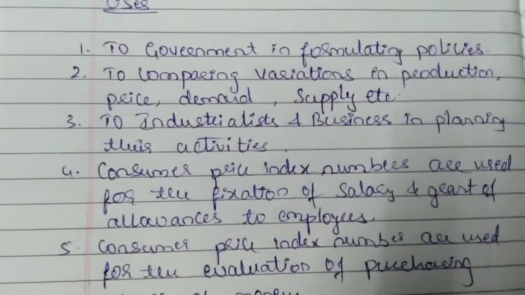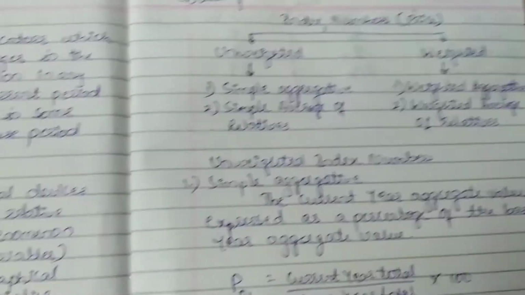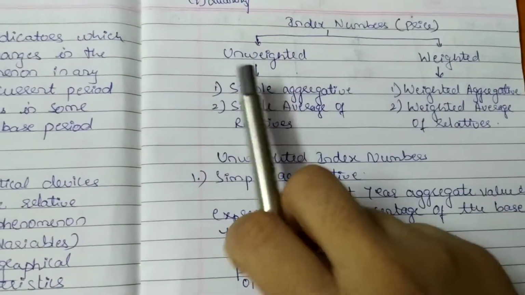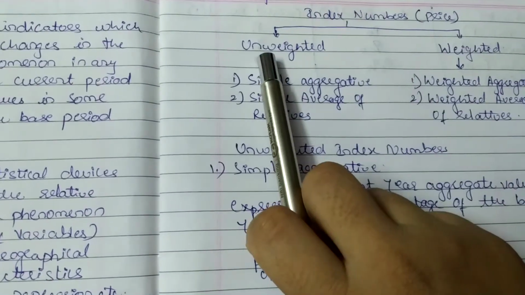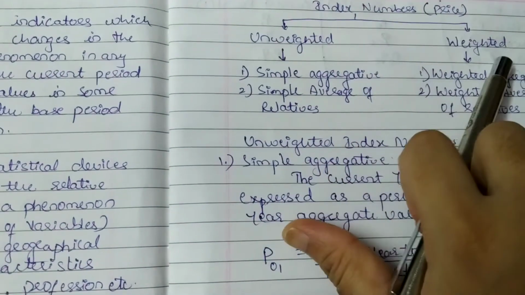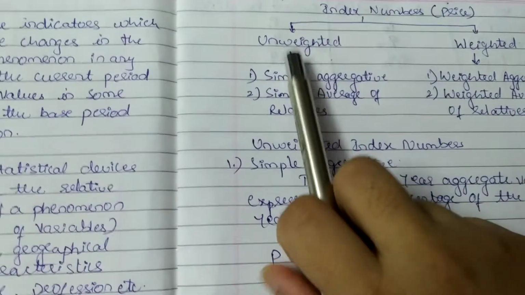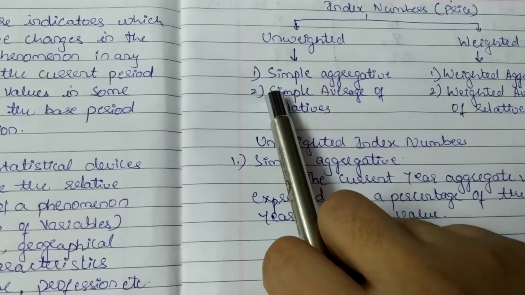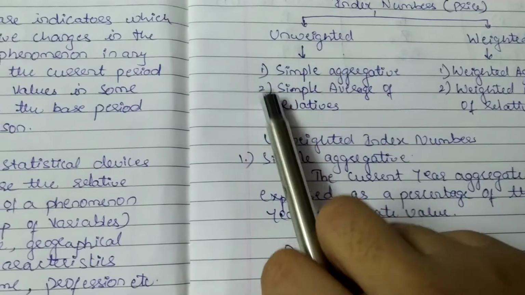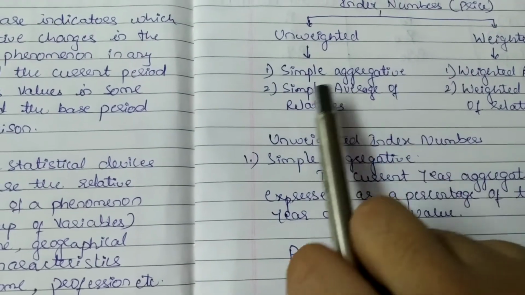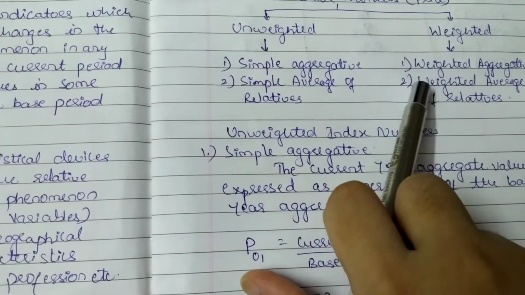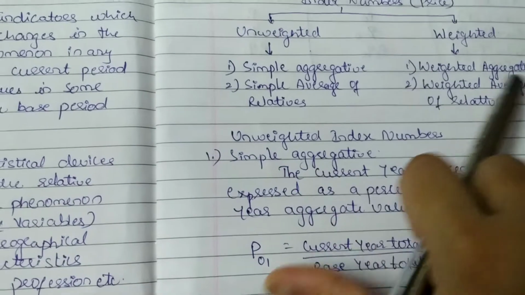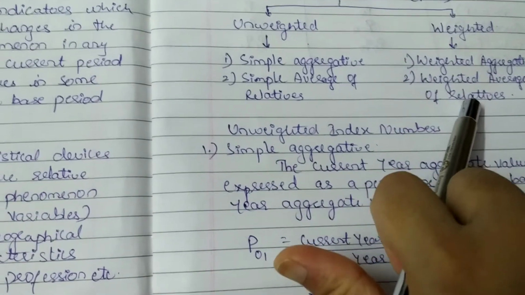Now we shall move on to the indicators of index number. Here I am taking the price. They are being divided into two categories. The one is unweighted and the other one is weighted. For the unweighted, again it has been divided into two categories: the first is simple aggregative index numbers, the second is simple average of relatives index number. Under the weighted, there is weighted aggregative index number, and the second one is weighted average of relatives index number.